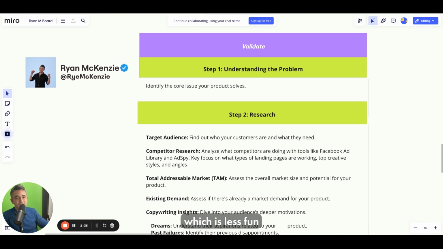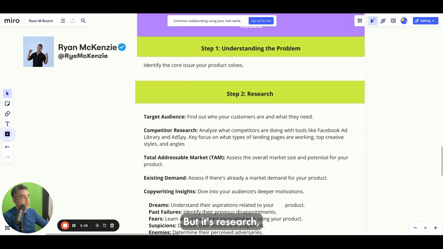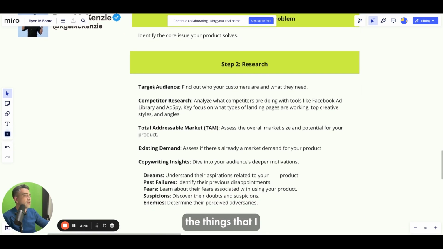The next step, which is less fun unless you're really into this kind of thing, but it's research. If you're lazy or you don't like doing research, you can pay somebody to do the research. But these are the things that I want you to figure out before you jump in. So your target audience, I want to find out who your customers are and what they need.